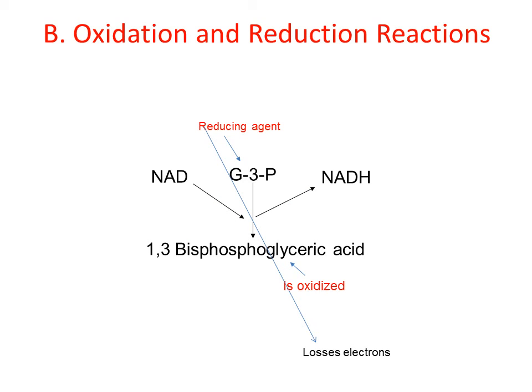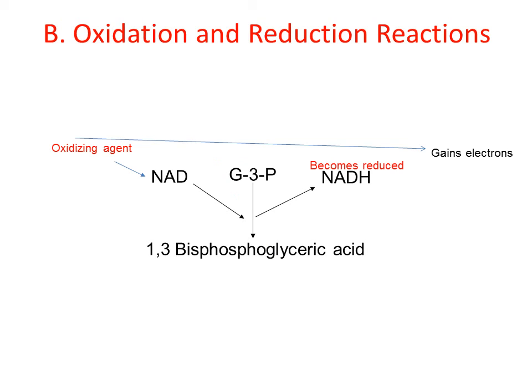This is another way of viewing that same process, a redox reaction. Glyceraldehyde 3-phosphate is going to be converted into 1,3-bisphosphoglycerate. NAD will come and be an acceptor and receive electrons from G3P. NAD is the oxidizing agent. It will become reduced, meaning it will gain electrons.